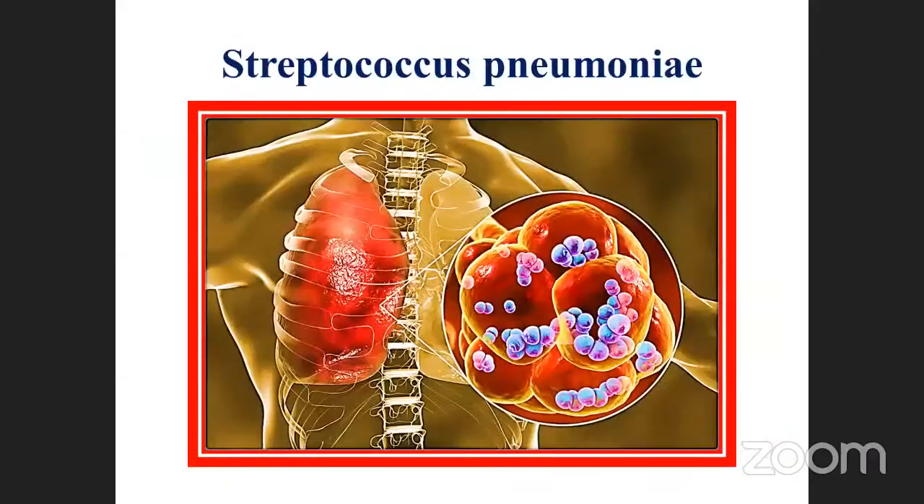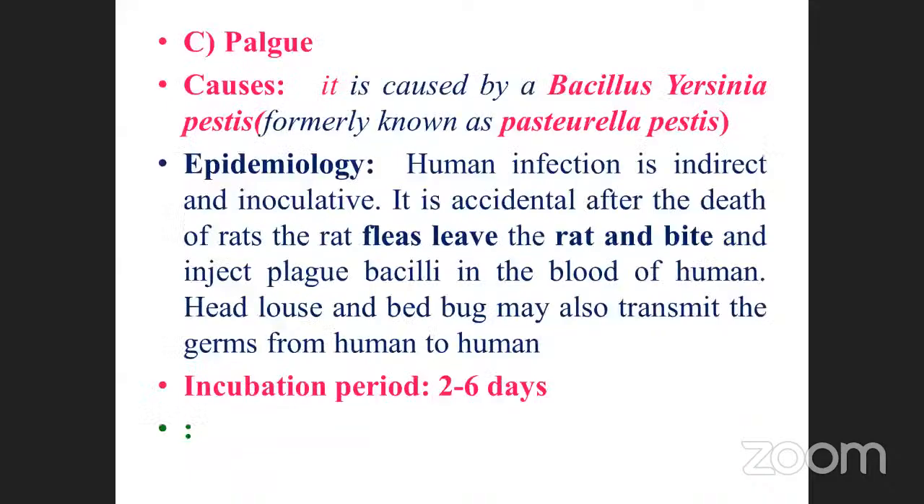Okay. The second one is also the same. Streptococcus pneumoniae. Same. So this is the normal one. This is the affected one. See how the alveoli will be occupied. And the third one is called plague.